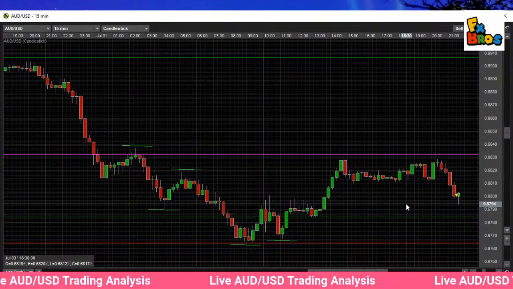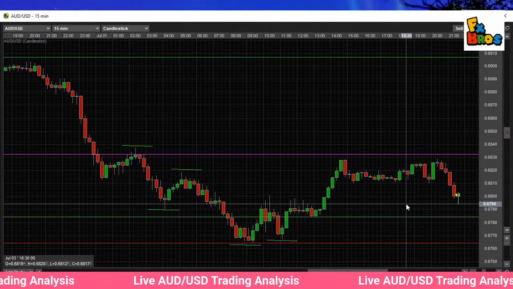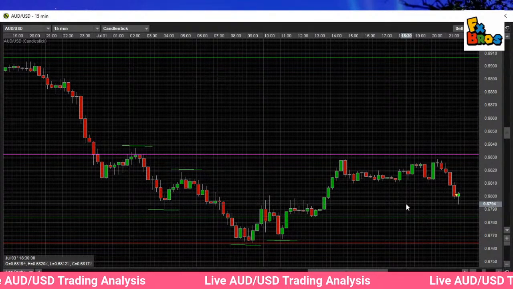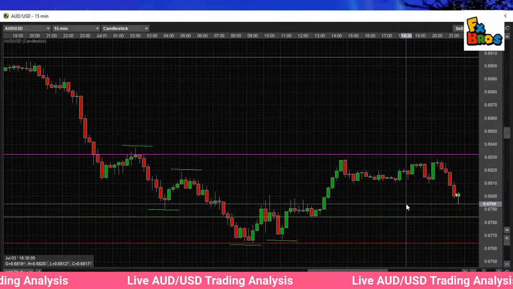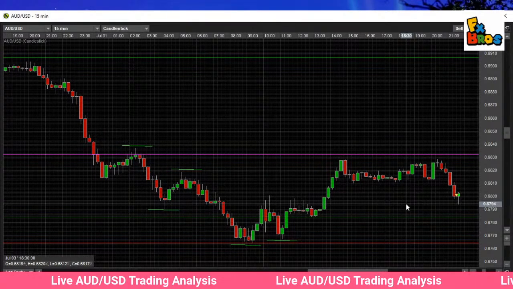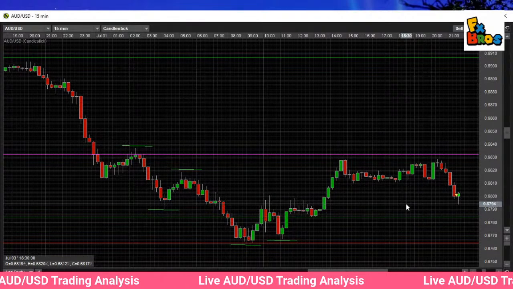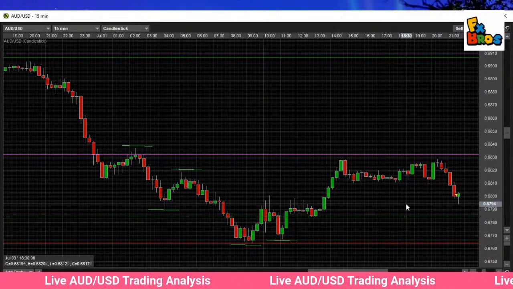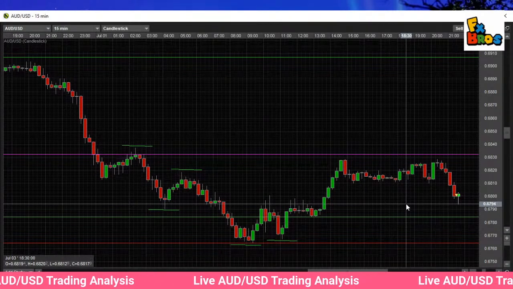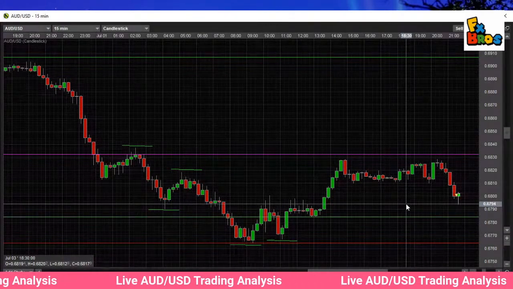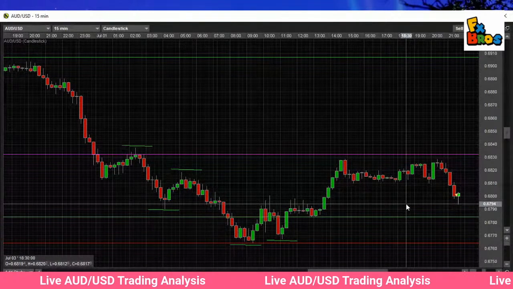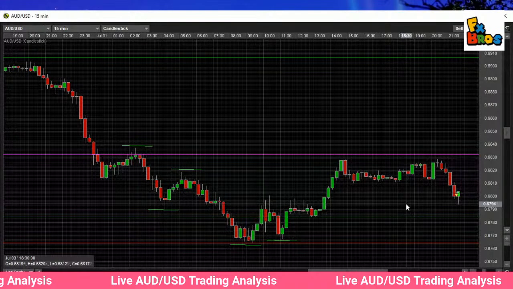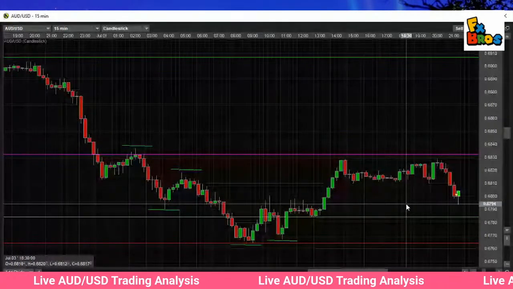I'll probably reevaluate or get out of this one if we get a 15-minute close above 68.10. 6810. Yeah, and I do mean a close, not a tap into. On the 15 minute.